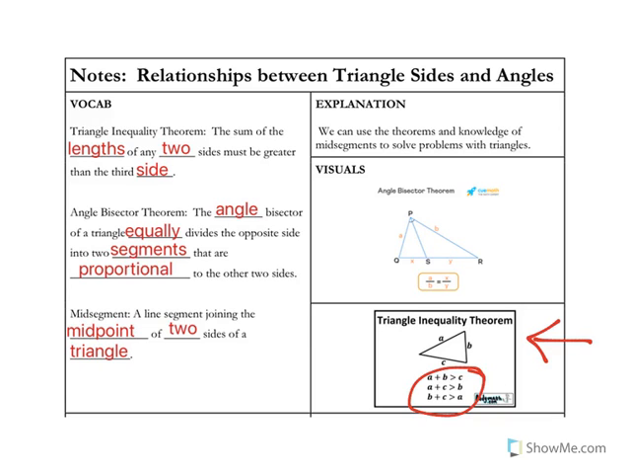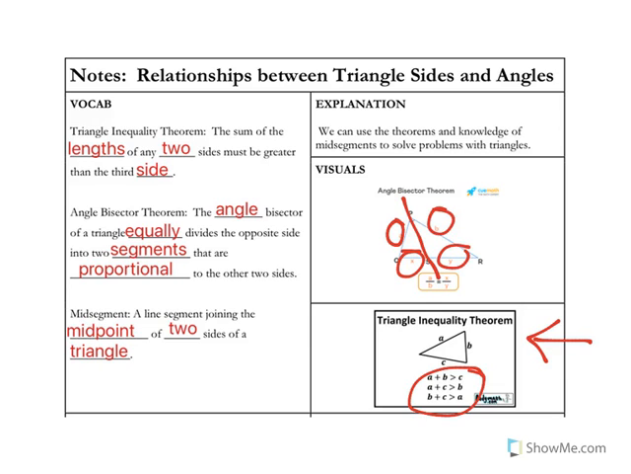The angle bisector of a triangle equally divides the opposite side into two segments that are proportional to the other two sides. All right, so let's look at the visual. Here's your bisector, PS. It's bisecting that angle, and it's creating an X and a Y on the other side. They are proportional to A and B.